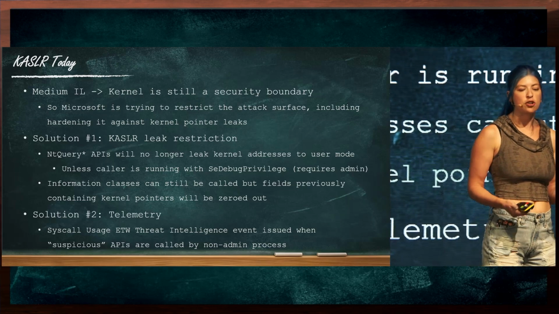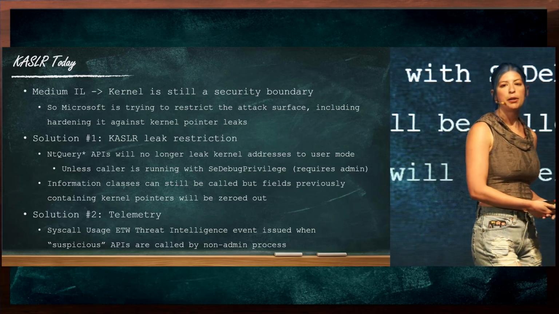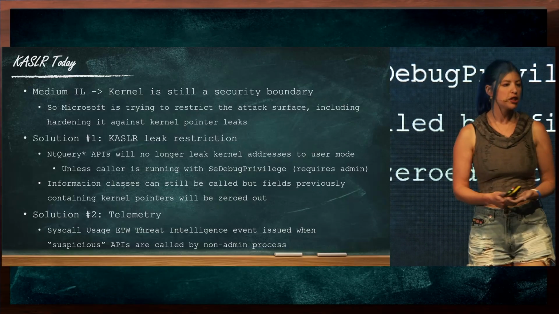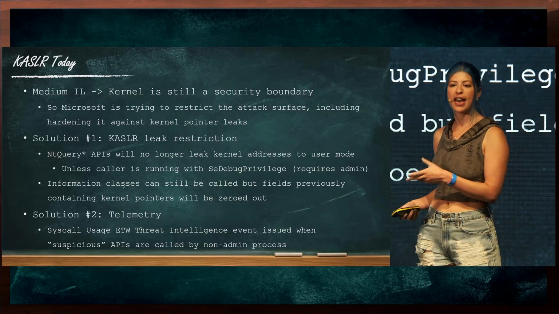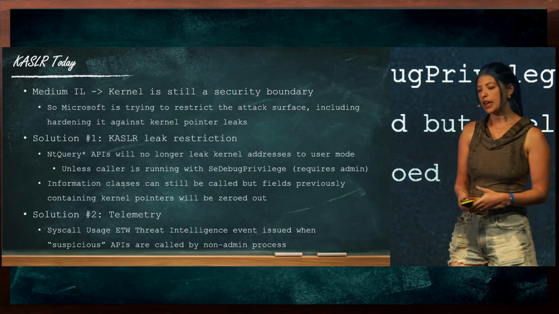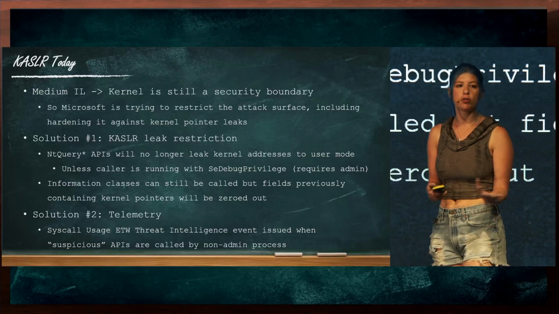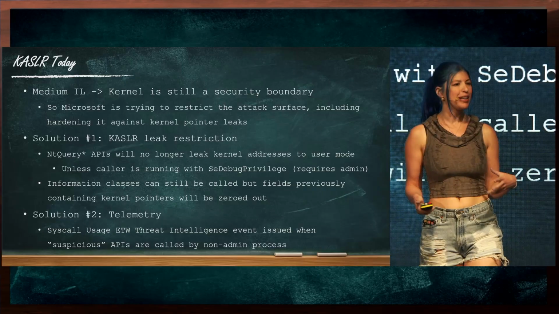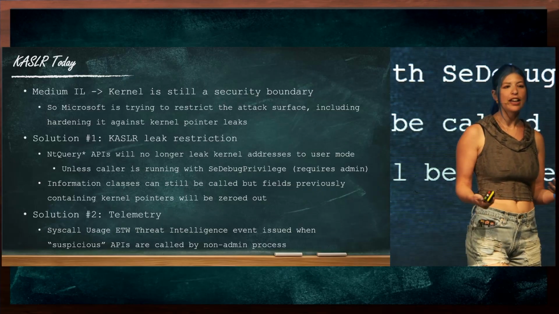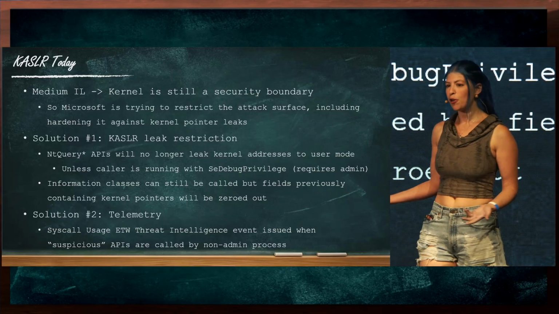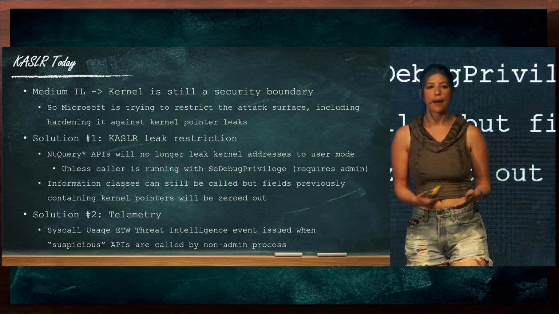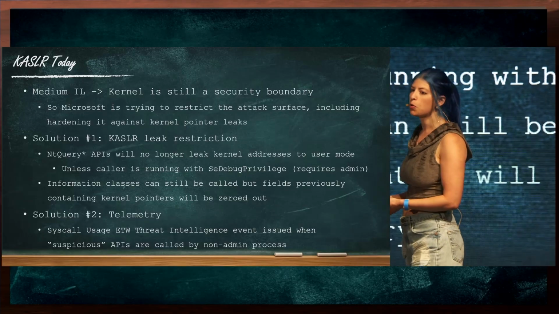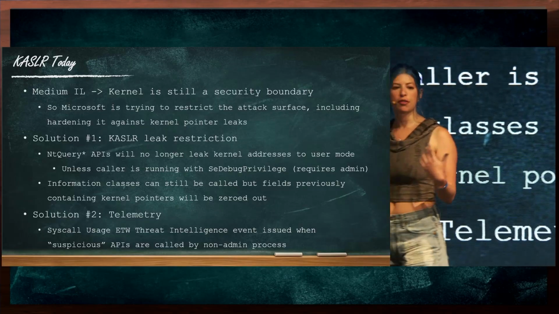The second mitigation is telemetry. There is a new ETW event in the threat intelligence ETW channel called the syscall usage event that is not specific to KASLR. That is an event that Microsoft designed around APIs that are known to be linked to exploits. Calling those APIs isn't necessarily an indicator of malware, but there is a high correlation between those APIs and exploits. So any call to those APIs by a process that is not running as admin will generate this event that EDRs can choose to subscribe to and add to their whole detection model.